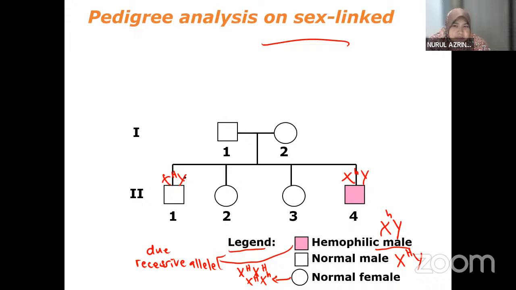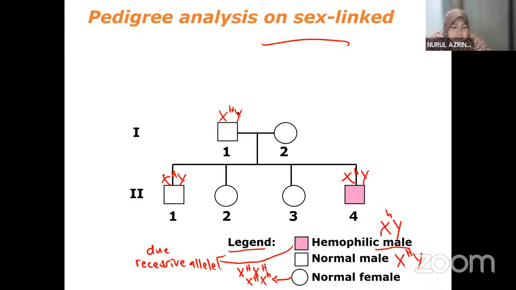Which individual? 1-1. Okay, Amira, what is the genotype for 1-1? X capital H Y. Very good. Okay, X capital H Y. So settle yang ni. Now the problem is to fill up the female parts.